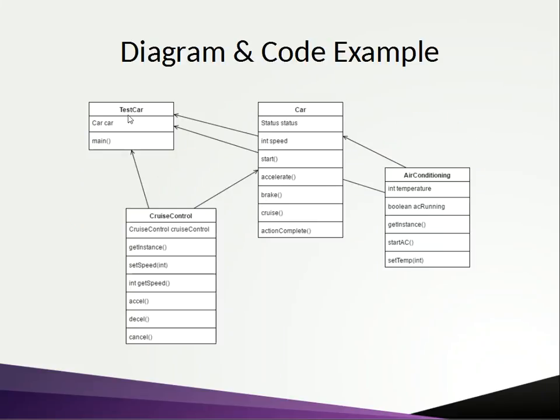Okay, here we have a UML diagram of our example program. We've added the air conditioning object now, so we've got a temperature variable and our AC running. This is our control variable that we're going to be monitoring. Then getInstance for the singleton pattern, startAC, and setTemp. Not many changes to the car or cruise control here at the diagram level, but there are some small changes to the car object, and we'll take a look at that right now in the code.